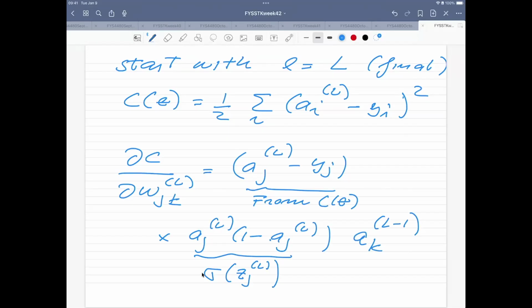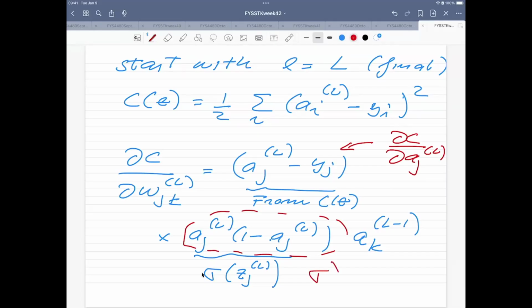And then it's pretty common, as we said last time, to collect these variables. So this quantity which you see here, just to remind you, this quantity is dC/da_j of L. And this quantity which we had here is then simply the derivative of the activation function, which we just wrote like this at the output layer.